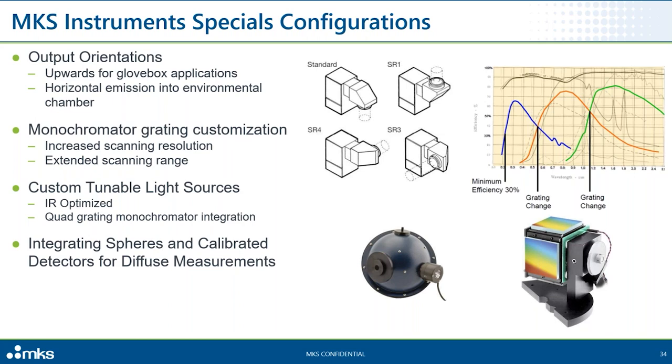A common use for specials is output orientations, say for our solar simulators. It could be upwards for glove box applications. We can also do sideways or horizontal emissions, which is common into environmental chambers for temperature testing.